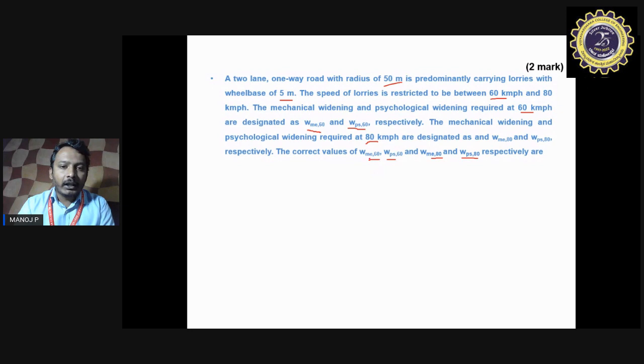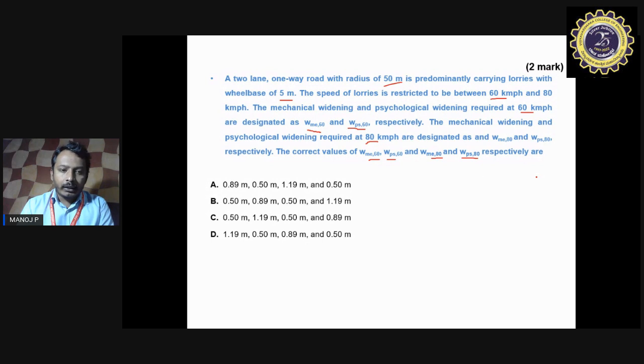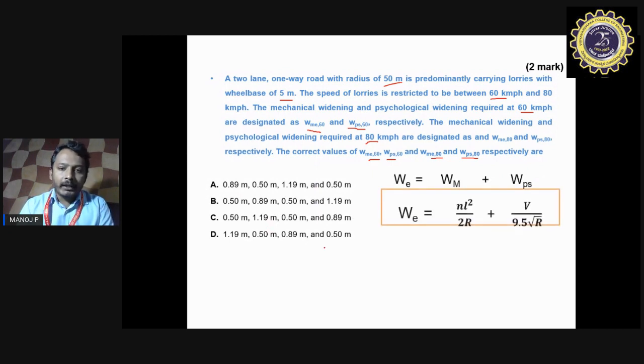That means you are supposed to calculate mechanical widening for 60, psychological widening for 60, mechanical widening for 80 and psychological widening for 80, and then tell the answer. Here, nothing is wrong. You first calculate mechanical widening for 60 and for 80. These are the options. For mechanical widening the formula is NL square divided by 2R, whereas for psychological widening the formula is V by 9.5 square root of R.